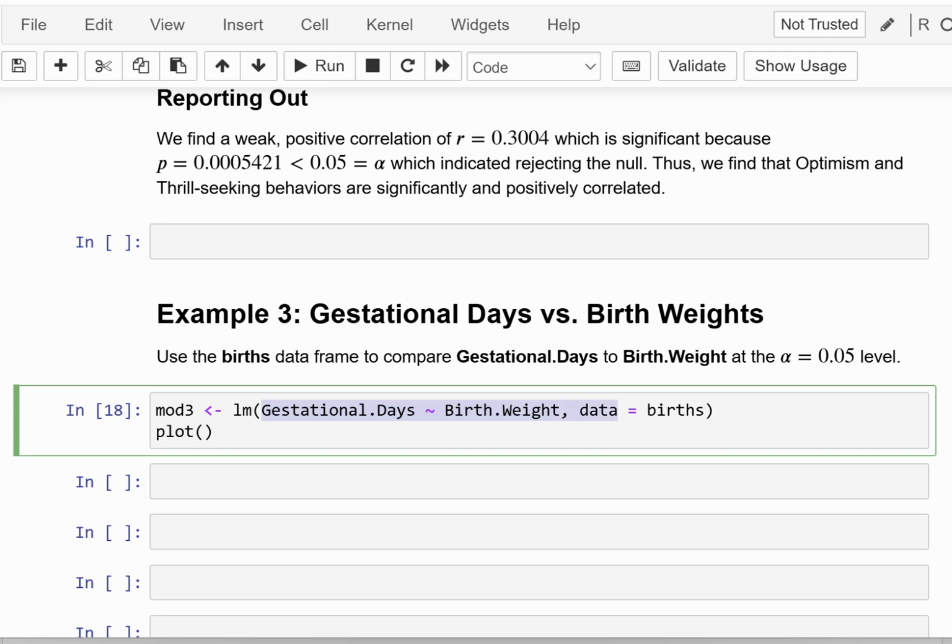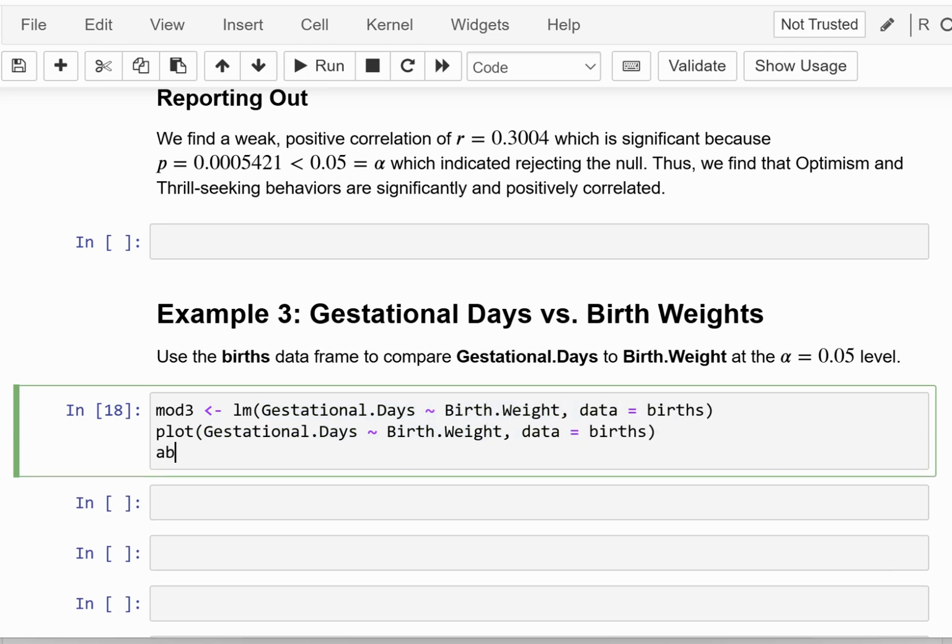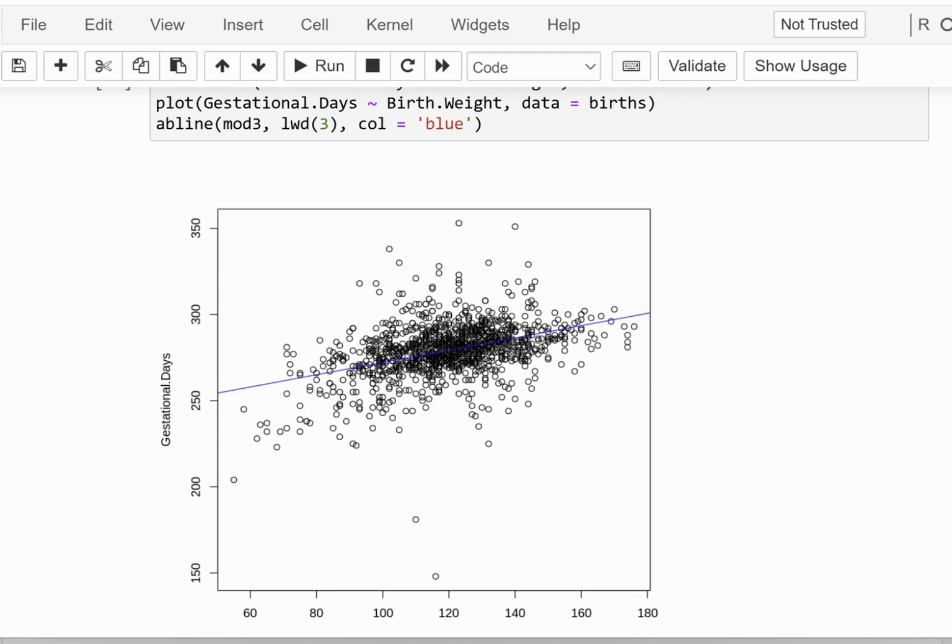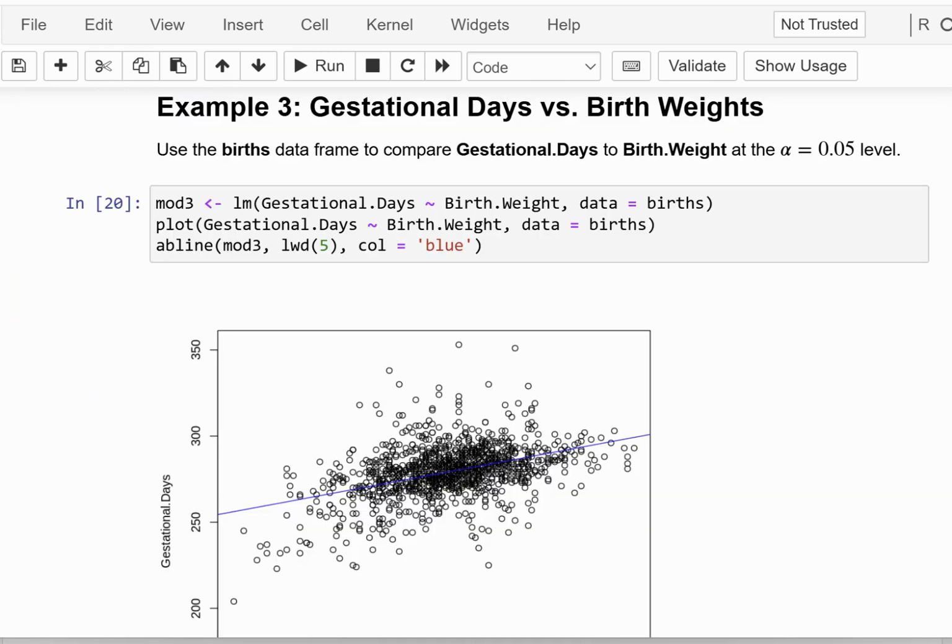Again, the same thing. We're going to plot this. And we're going to do abline of mod3 to get this superimposed. The line of best fit will be superimposed. And let's say the color equals blue. The line width might even need to be a little bigger here, just because you can't even really see it. This cloud of points is so dark.